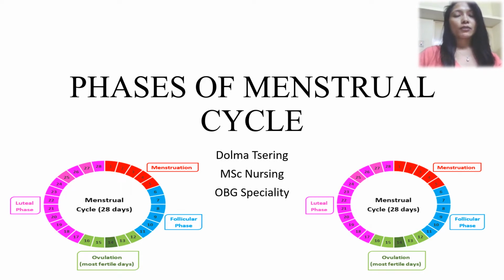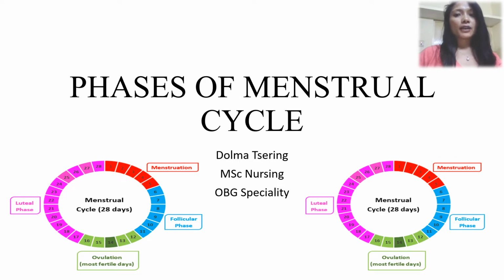Some notes will mention 5 or 6 phases, but here I'm going to mention only the four, which are the major parts of the menstrual cycle. You can combine these with the other phases you get from other books as well. Here I'm going to deal with the menstruation phase first, second the follicular phase, third the ovulation phase, and fourth the luteal phase. These four phases I'm going to explain in the further slides.